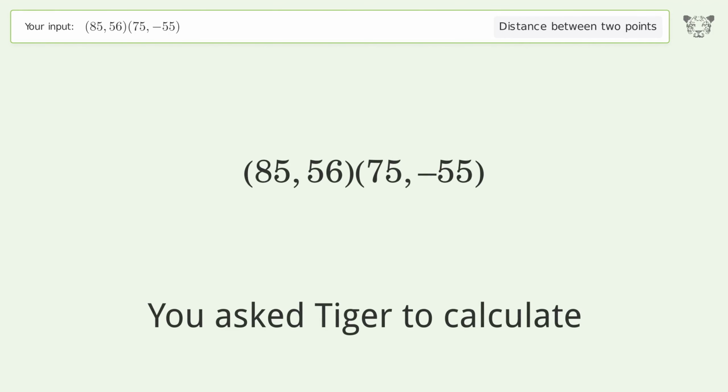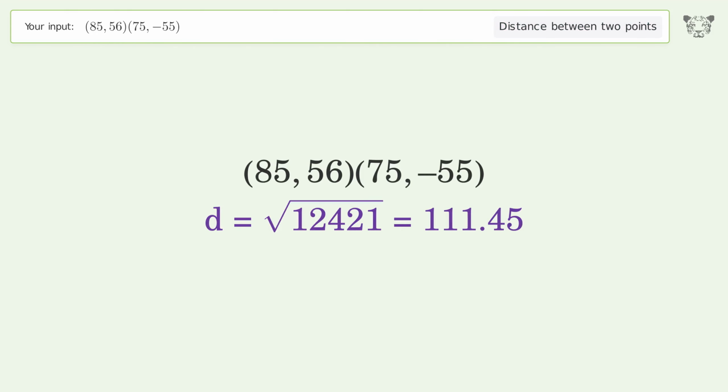You ask Tiger to calculate. This deals with the distance between 2 points. The distance between the 2 points is the square root of 12,421, or 111.45.